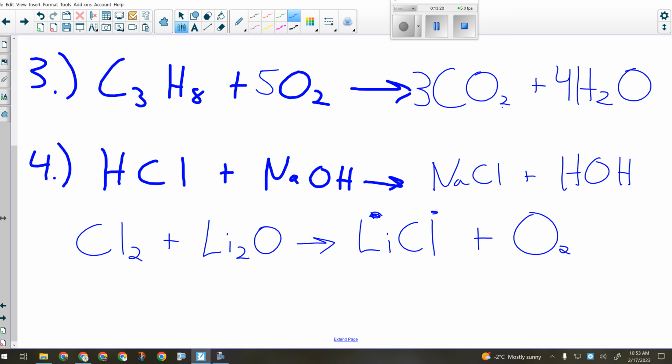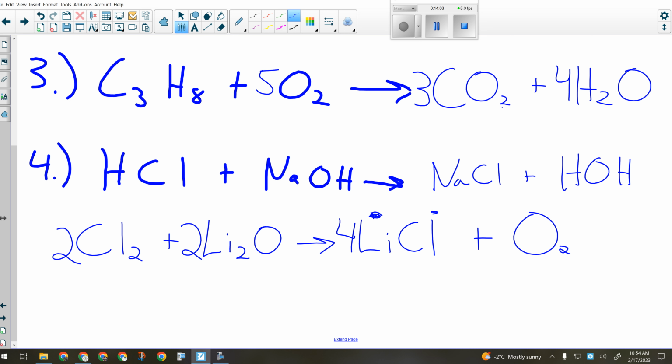Now I've got to balance it. The biggest number is 2, and it's present on all of them at one point. Which one should I start with? I would start with the oxygen because it has the biggest charge. If you've got a bunch of numbers that share the same biggest number, start with the one with the biggest charge. It's going to have the biggest effect on the reaction. So I've got 2 oxygens over here, now I've got 2 over here. How many lithium does that give me? 4. How many chlorine does that give me? 4. 2.